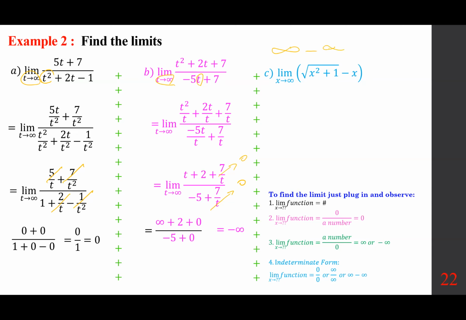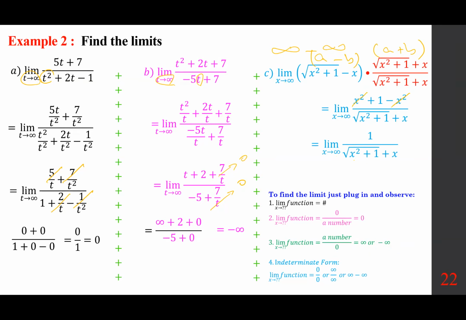This, if you plug in, you get infinity minus infinity. The technique is to multiply and divide by the conjugate. This is a minus b, and this is a plus b, so we get a squared minus b squared. That means it comes out as x squared plus 1 minus x squared. Therefore, x squared cancels out the x squared. And now when you plug in, the denominator is infinity plus infinity, so any number over infinity is 0. So it clearly becomes 0, which is not always the case. So infinity minus infinity can turn out to be infinity, or it can turn out to be a different number.